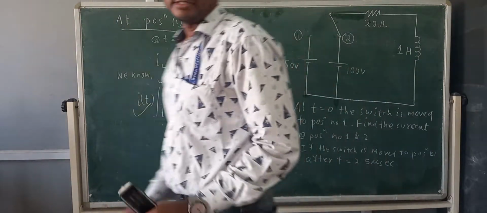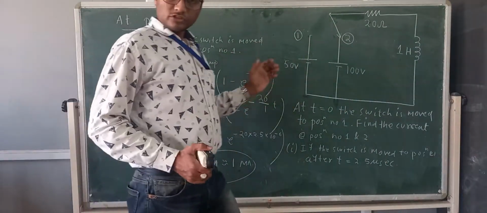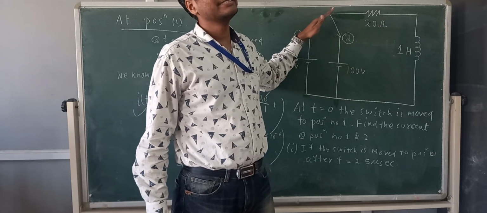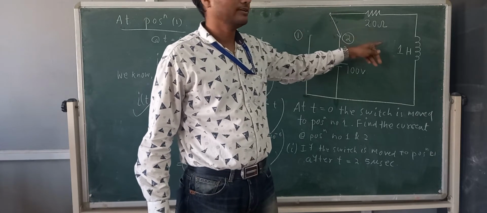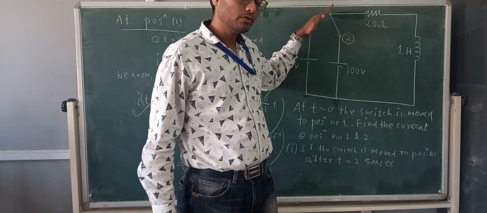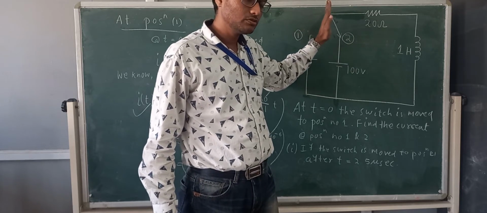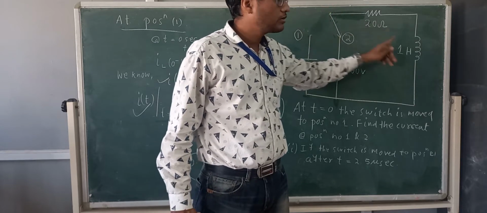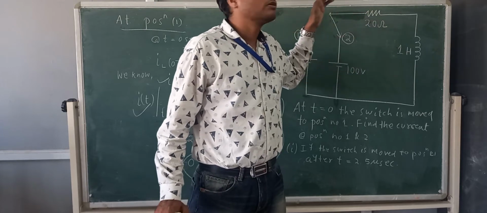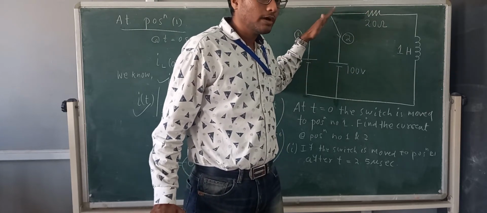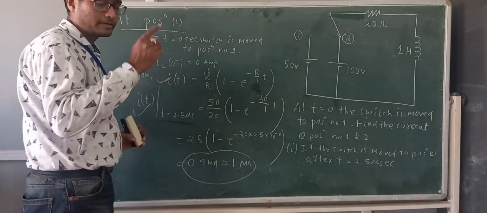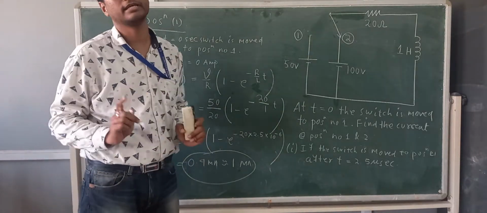Okay, so this is the thing. The crux of our discussion is: when the switch is at position number 1, what is the initial value of current flowing here? Before connecting the switch to position number 1, is there any current flowing here? No current. Then what is the expression of the current when the switch is at position number 1, with an initially relaxed inductor? This expression: V by R (1 minus e to the minus R by L t). Understood?